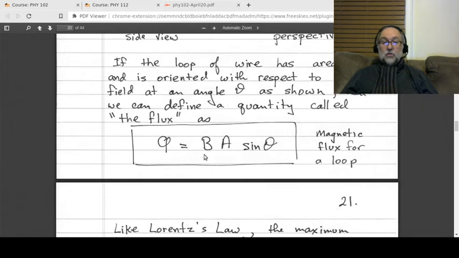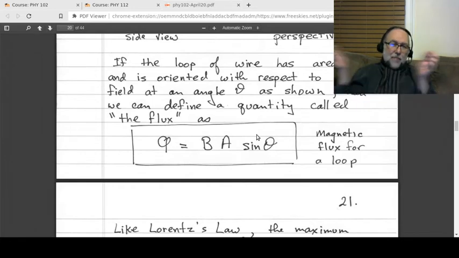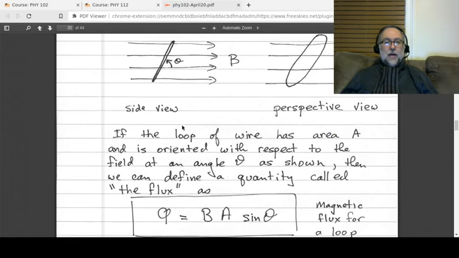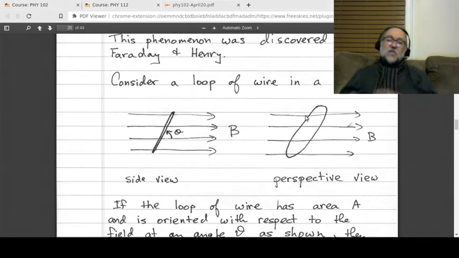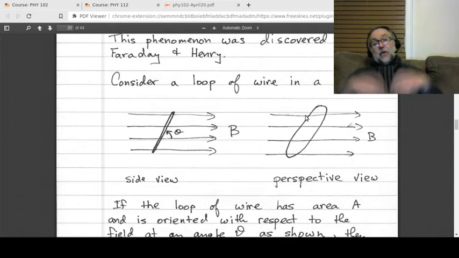It's basically equal to the strength of the B field, the area of the loop. The loop is just a wire, but the loop is creating an area. The area created by the loop goes into the magnetic flux, also multiplied by the orientation. The idea behind magnetic flux is that the loop is capturing some of the lines of the magnetic field. Some of these lines of the magnetic field are stuck inside the loop, and some of the lines of the magnetic field are outside of the loop.